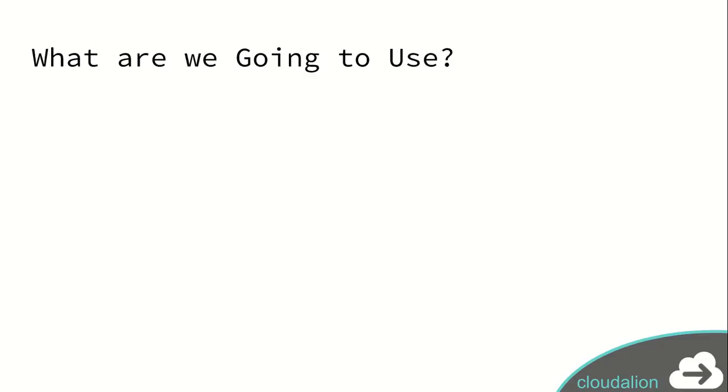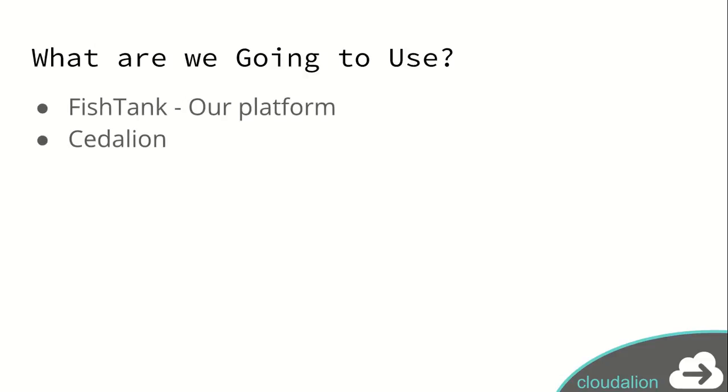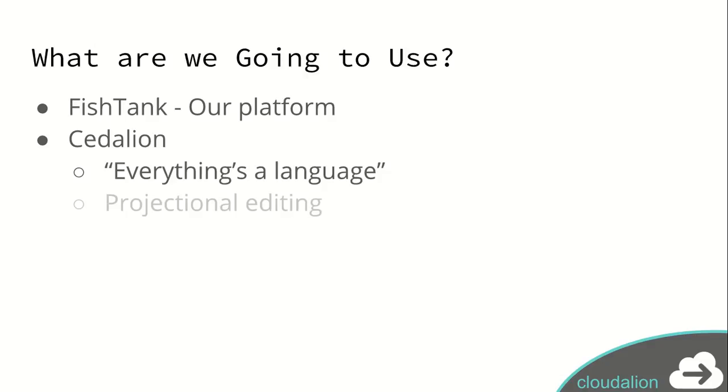What are we going to use in order to do that? We're going to use FishTank, which is our platform. We're going to use a programming language named Cedalion, which is a programming language designed for DSLs, domain-specific languages. So in Cedalion, everything is a language. And it most notably uses projectional editing as the way to edit code. We're going to see what that means in a few minutes.